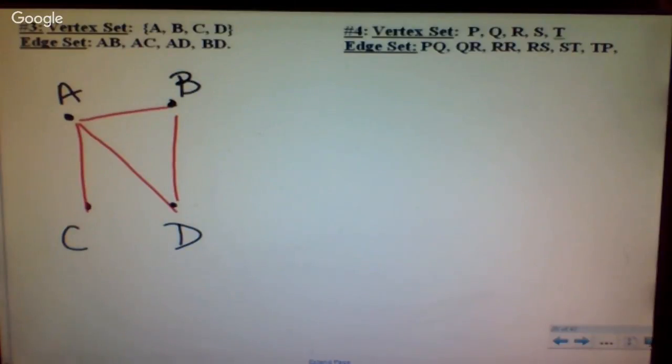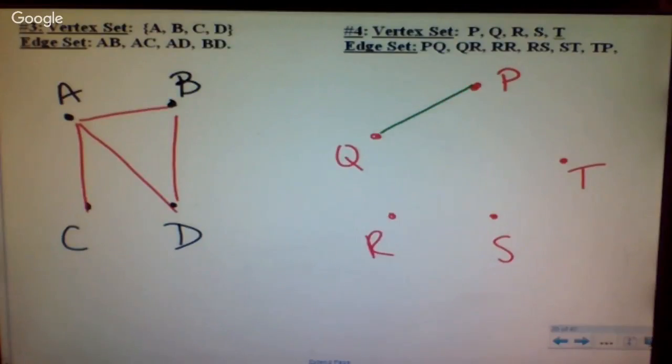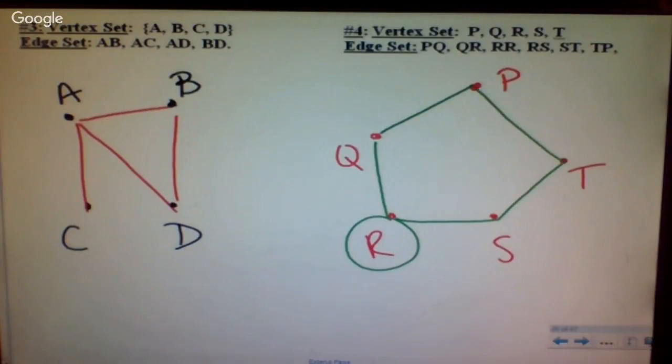Number 4. We need to start with 5 dots. P, Q, R, S, and T. Okay. And then literally follow the edge set. P to Q, Q to R, R to R means I've got a loop there. R to S, S to T, T to P. Stone Temple Pilots. Awesome.